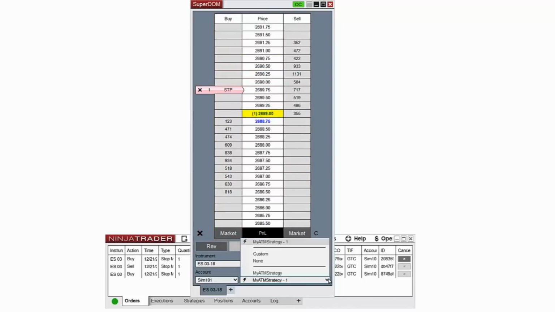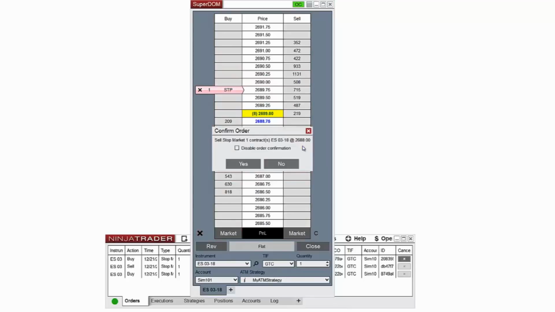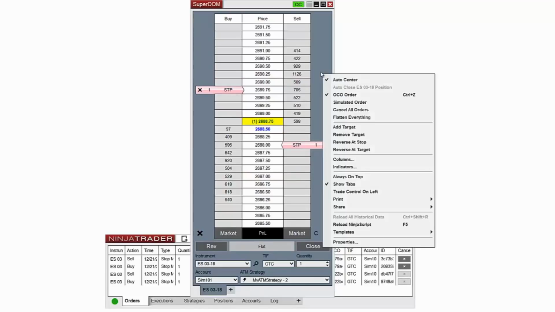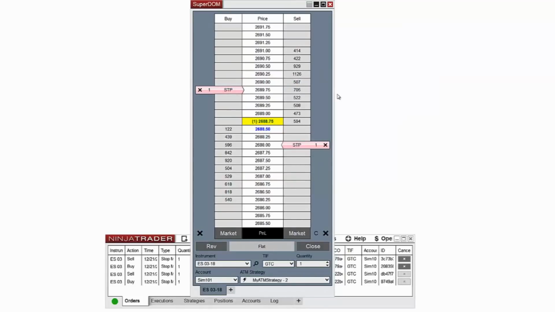Order pending. Order pending. Be sure to disable OCO mode when you have placed your orders. Once either of these orders are filled, the other is canceled and the ATM strategy takes effect. When your ATM strategy's profit target or stop loss order is triggered, you will exit your position.